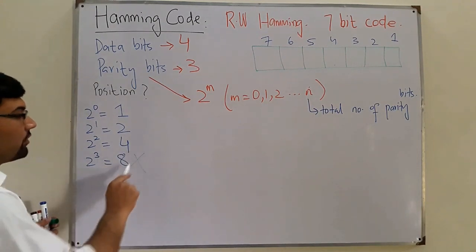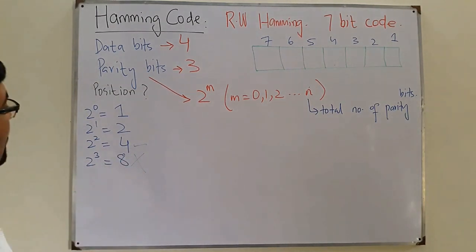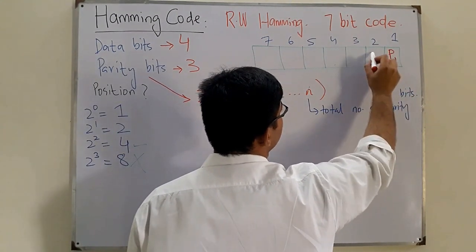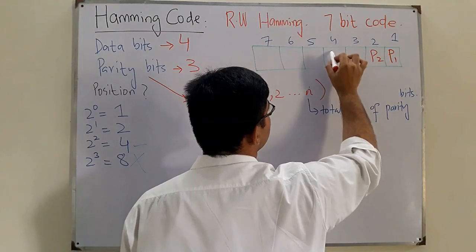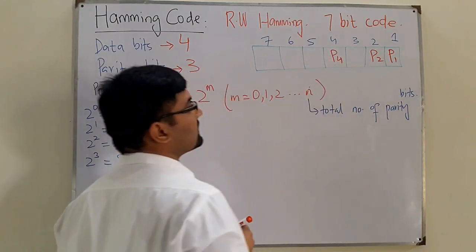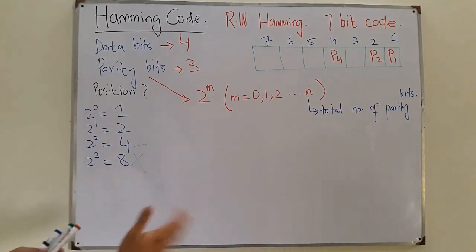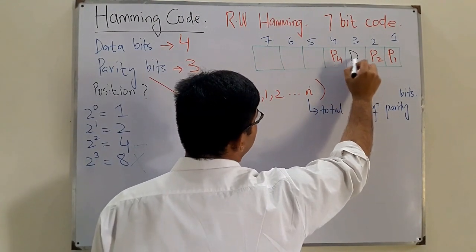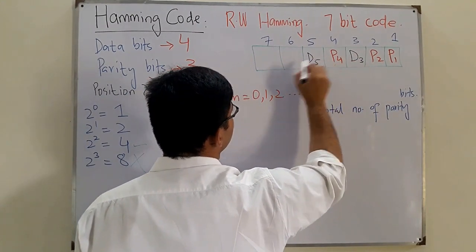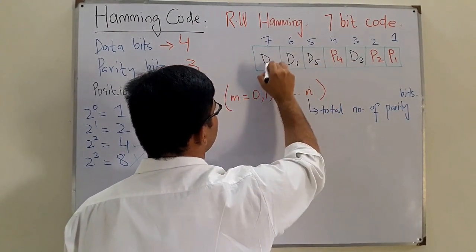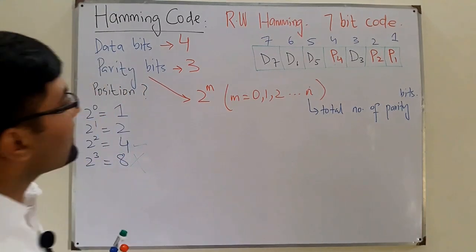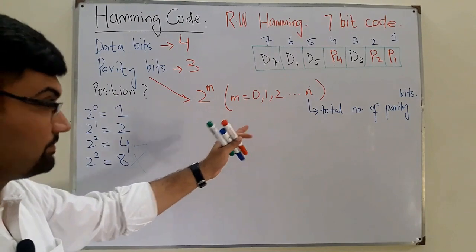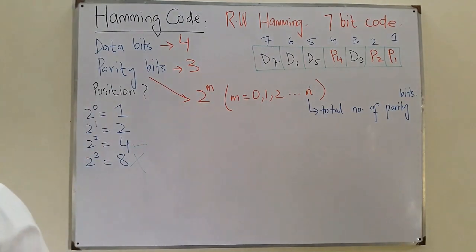Now we stop at 4, okay? So 1, 2, and 4. So this is parity bit P1, this is parity bit P2, and this is the third parity bit, which is P4. Alright? And the remaining are the data bits, which means this could be written as D3, D5, D6, and D7. So this is the overall representation of a Hamming code.